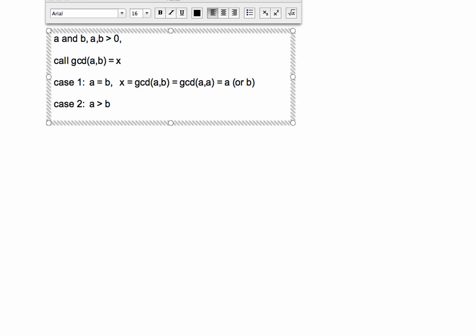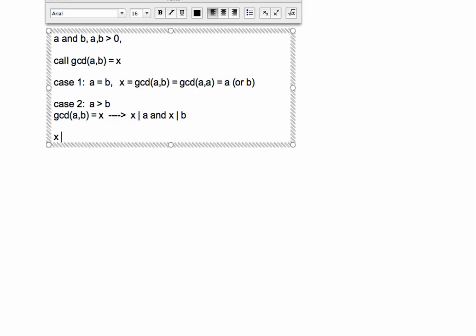Okay, what are we going to do? Now, the fact that the GCD of A and B is equal to X, that's what we called it, implies that X divides A and X divides B. Okay, and we can use that to come up with two equations. We can say that A is equal to some multiple of X, and we'll call that X times I. And we can say that B, conversely, is also a multiple of X, and maybe X times J.